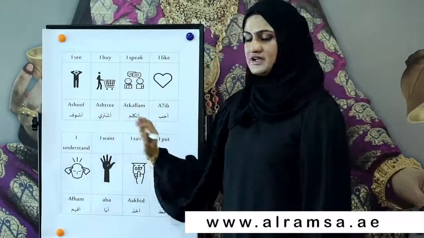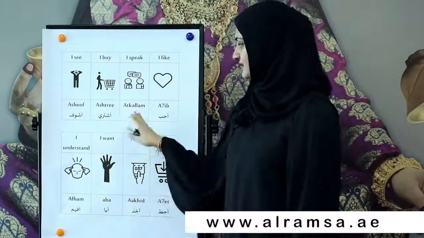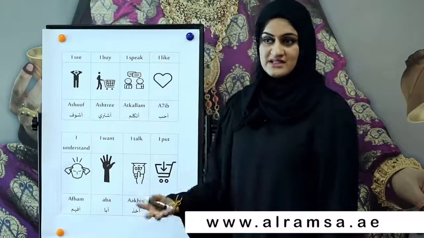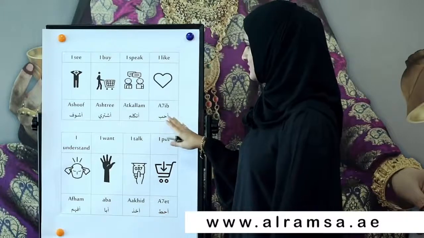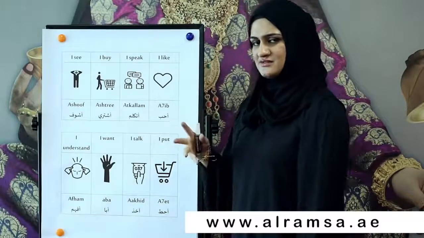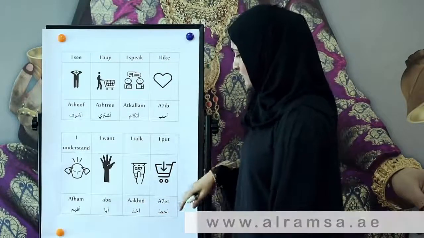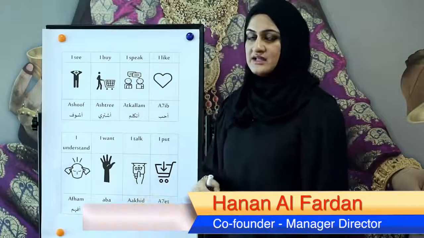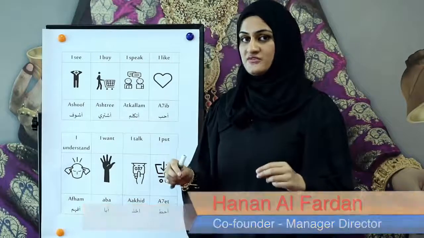أبا أشتري. I want to buy. أبا أتكلم. I want to speak. For example, I want to speak in Arabic. أبا أتكلم بالعربي. أبا أحب. I want to like. This is a weird sentence, but you can use it. It depends on what's your sentence in English. Or you can say, for example, أبا أخذ. I want to take.